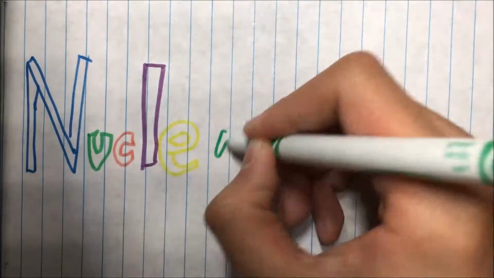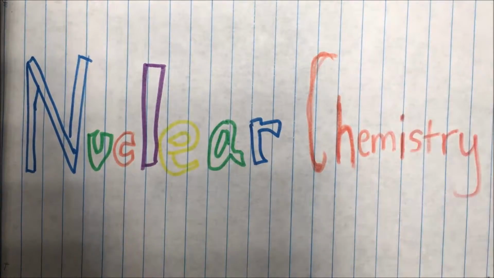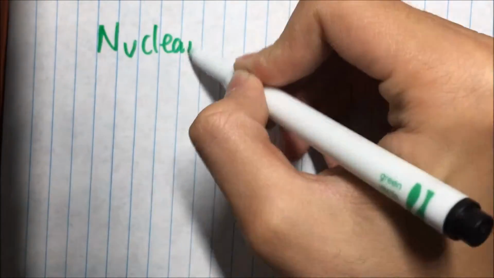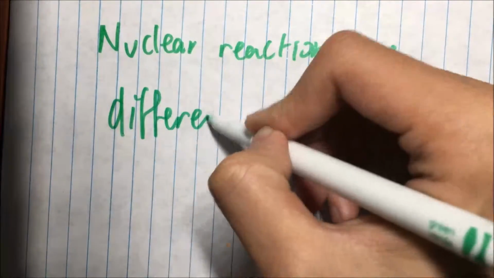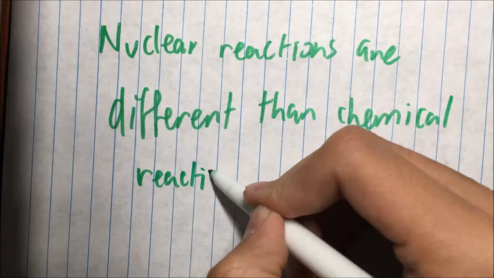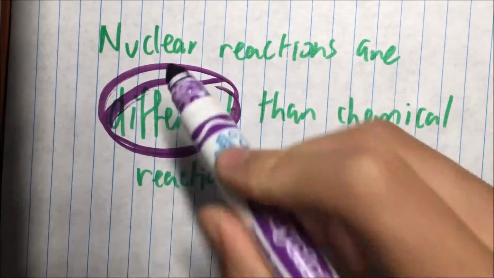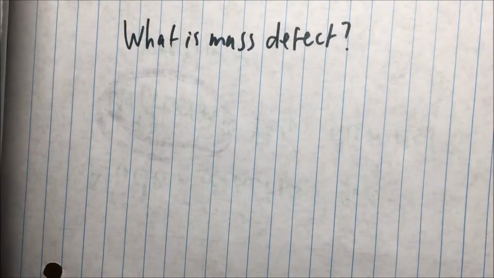Nuclear chemistry. Nuclear reactions involve the protons and neutrons in the nucleus, while chemical reactions only involve the valence electrons. An important concept in nuclear chemistry is the idea of the mass defect.